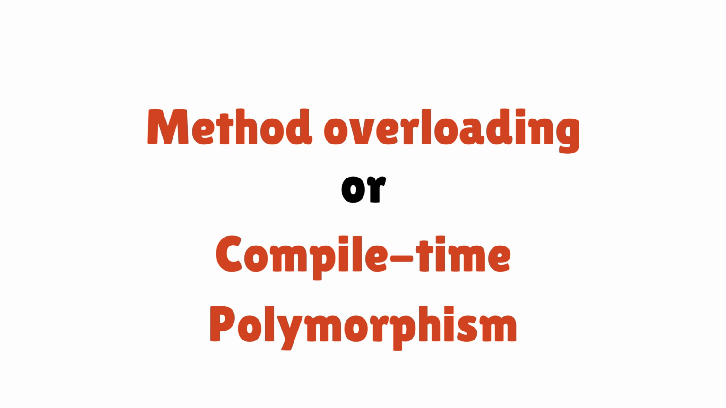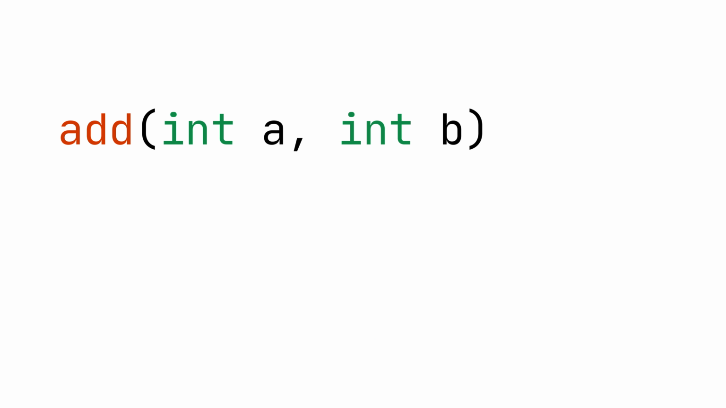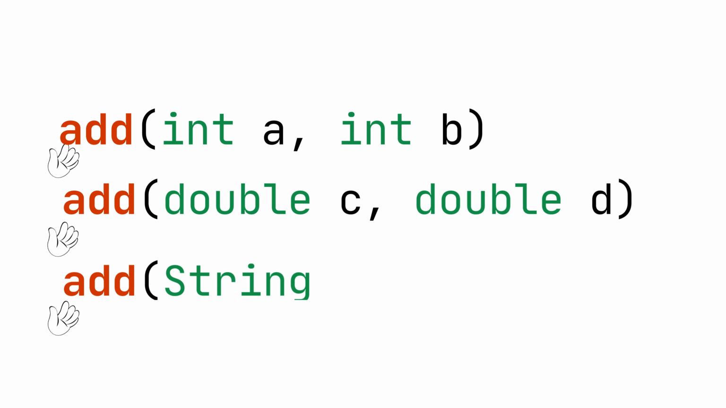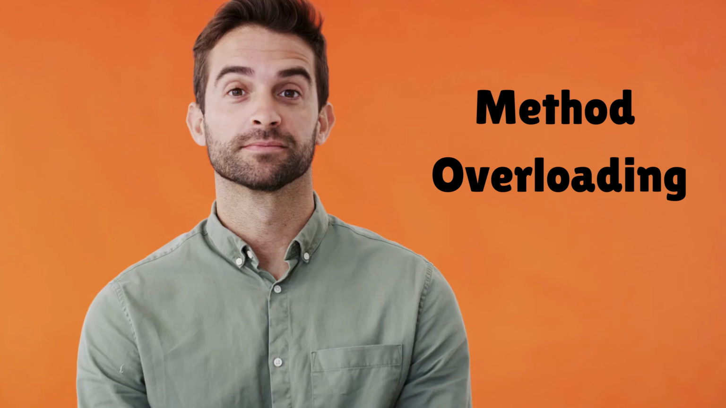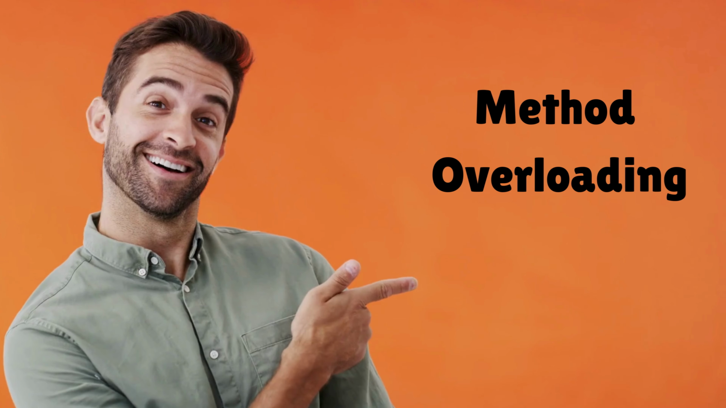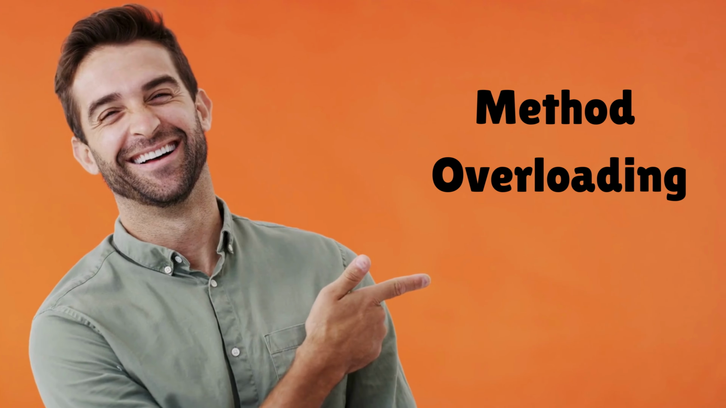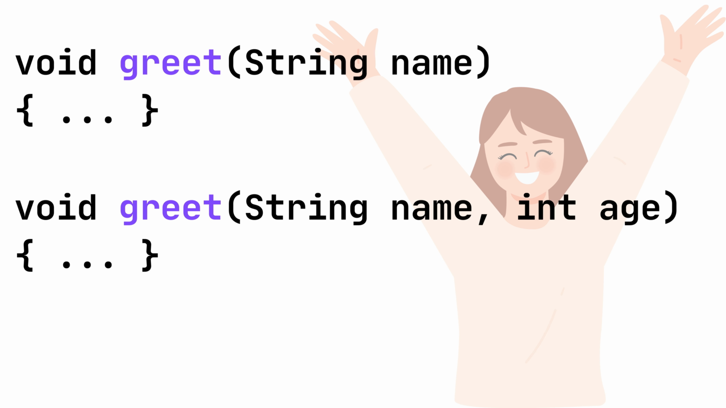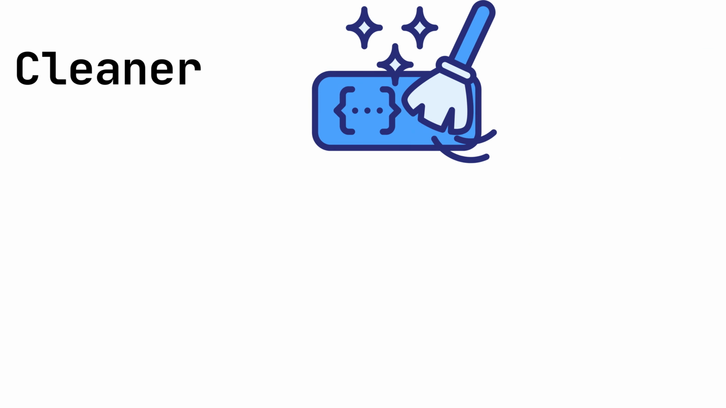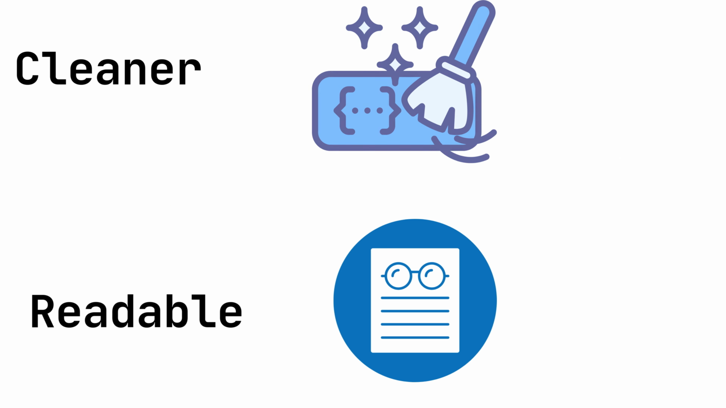Hello everyone. Today, let's discuss method overloading, or compile time polymorphism in Java. Have you ever wanted to use the same method name to do different things? Well, that's exactly what method overloading lets you do. It allows you to use the same method name, but change things up by passing different types or numbers of arguments. So you get cleaner, more readable code without repeating method names for every variation.